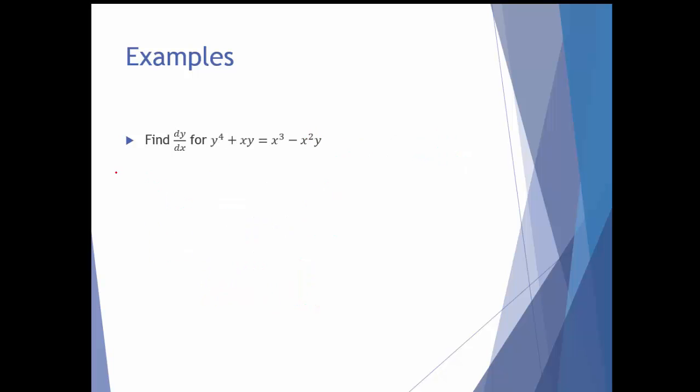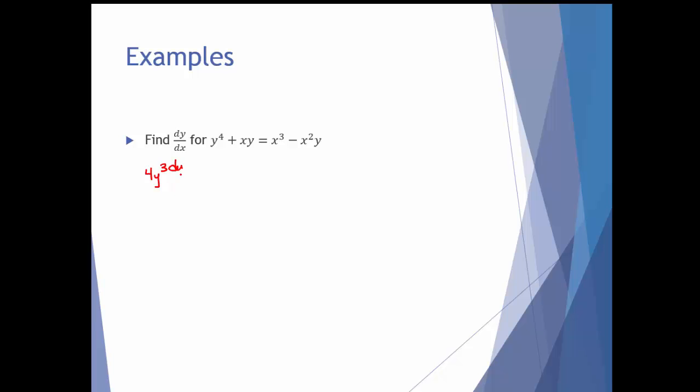Let's look at another example. Find dy dx, so we're still looking for the derivative of y with respect to x, for y to the 4th plus xy equals x cubed minus x squared y. So we take the derivative with respect to x of the left side. Y then is a function, so its derivative is 4y cubed, but that's got an inside function.